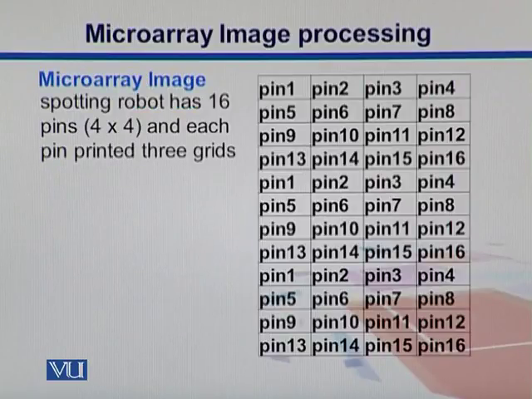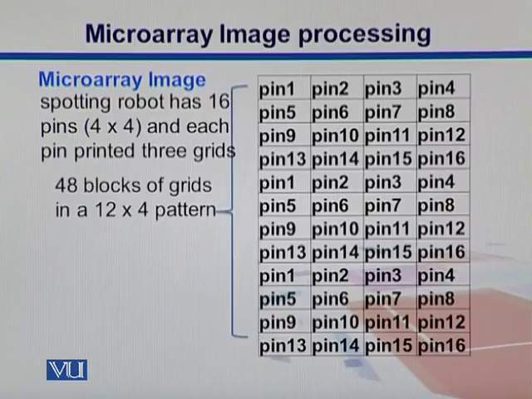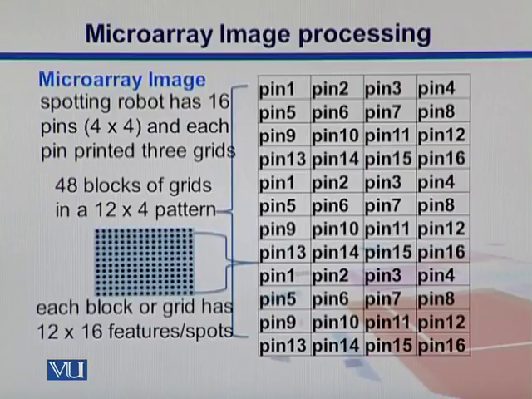Here is the overall image. Since our spotting robot has 16 pins, arranged 4 by 4, there are 4 rows and 4 columns. Since they spot in 3 rounds, each pin is used 3 times, so we get a total of 48 blocks. So in total we have 12 by 4 patterns in our overall slide. What has been spotted by each pin is a block or grid, which has 12 by 16 feature spots. This is how our whole design looks.